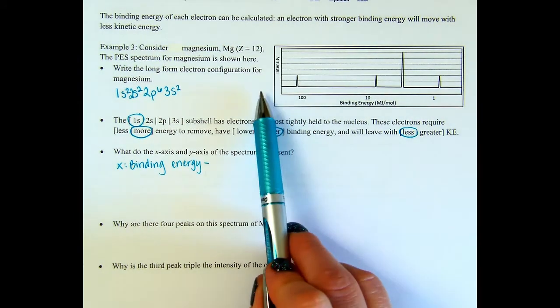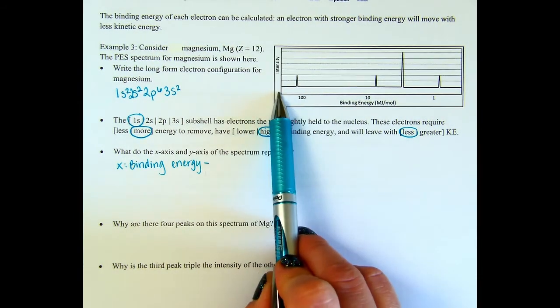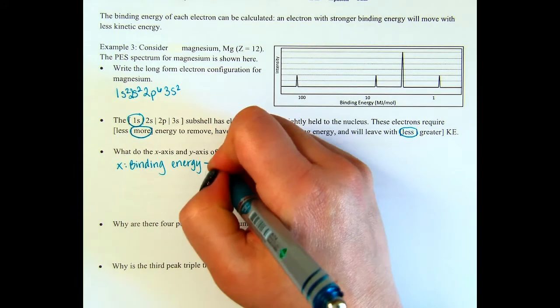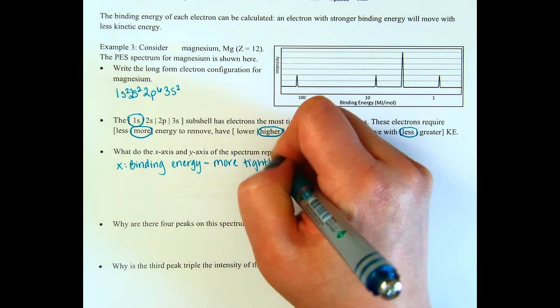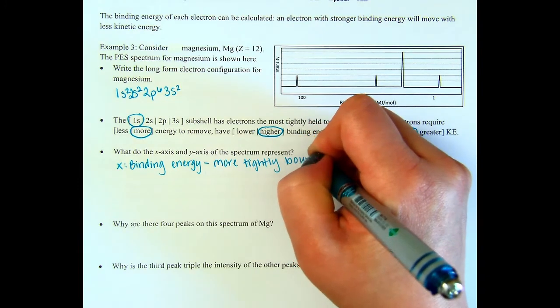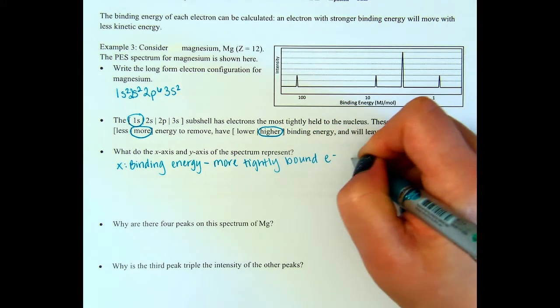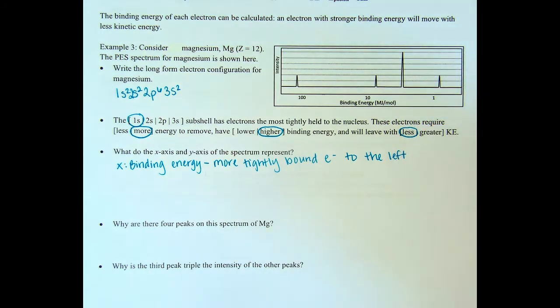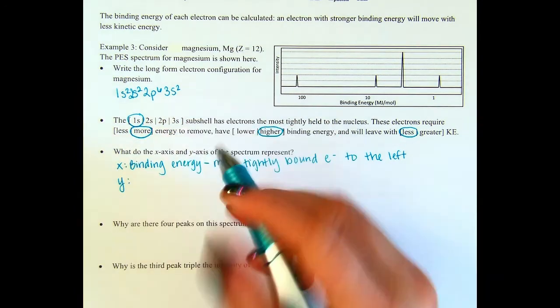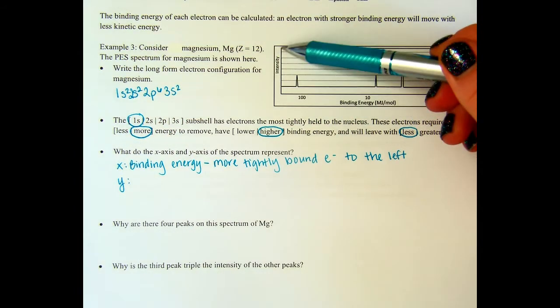And you can think about the nucleus as being right over here. So the more tightly bound electrons are to the left over here. Okay, so what's the y-axis? The y-axis is the intensity, right? So that's our intensity.